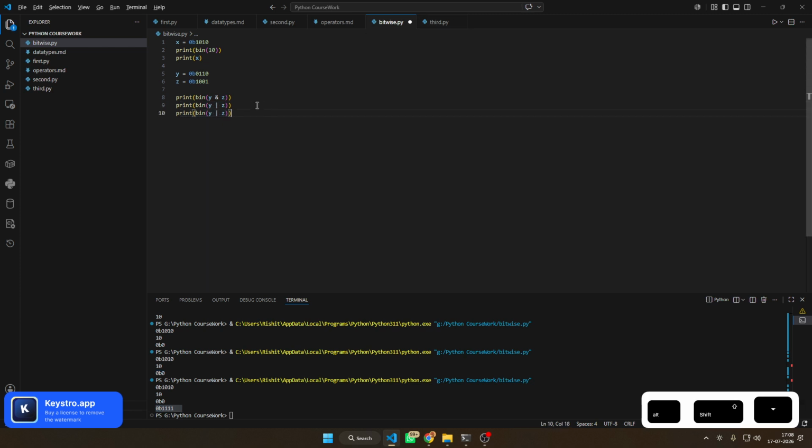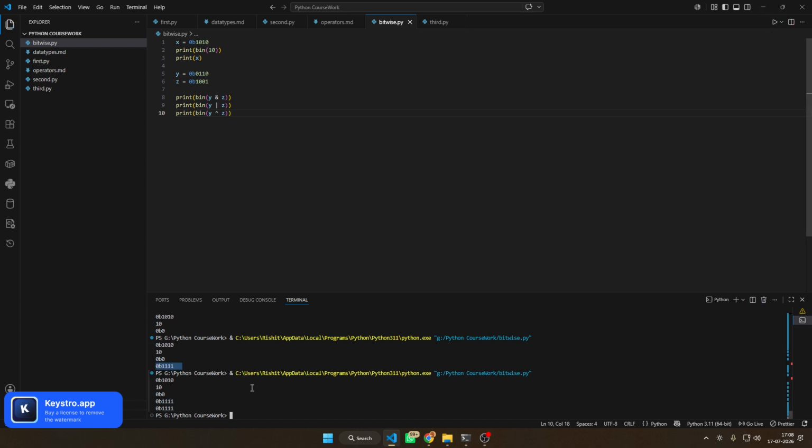And we have another operator known as the bitwise XOR. That is this symbol over here. What that does is it checks whether the two bits are the same. If it is the same, it returns 0. If it is not the same, it returns 1. Let's run this and see. You can see none of the two bits are the same, so for each bit it returns a 1.